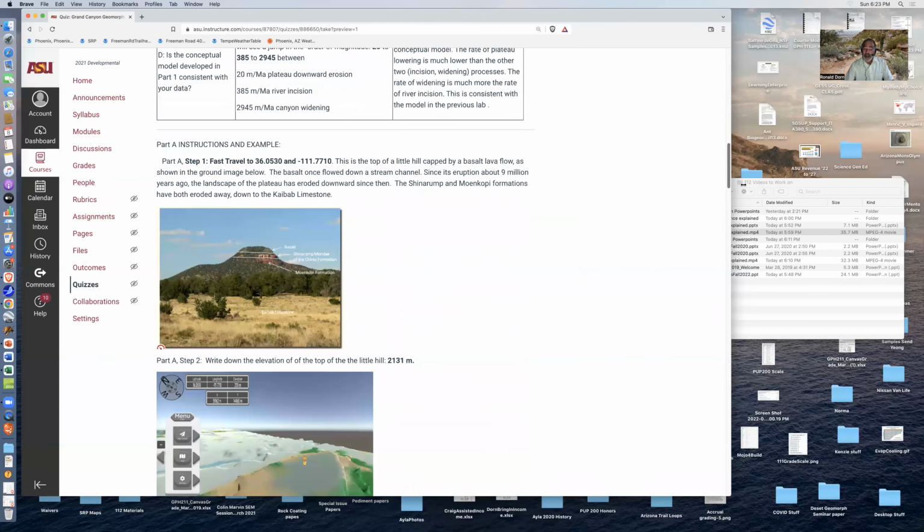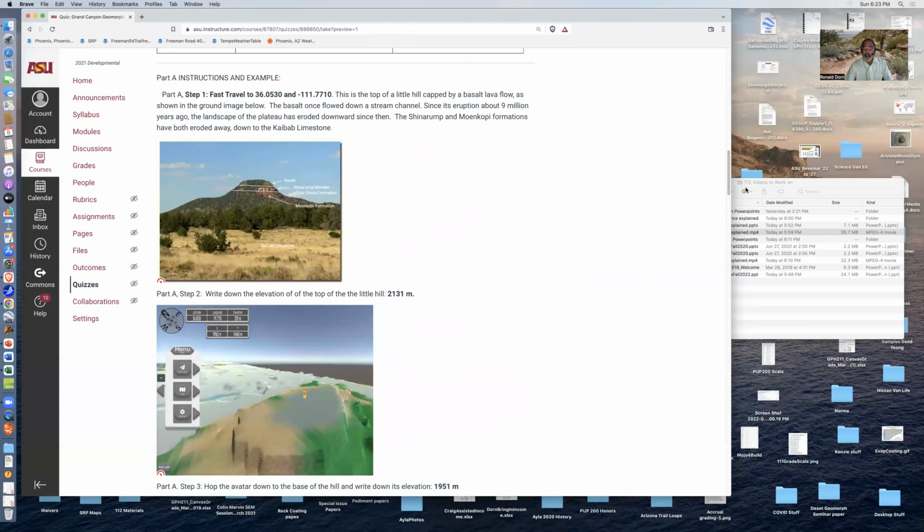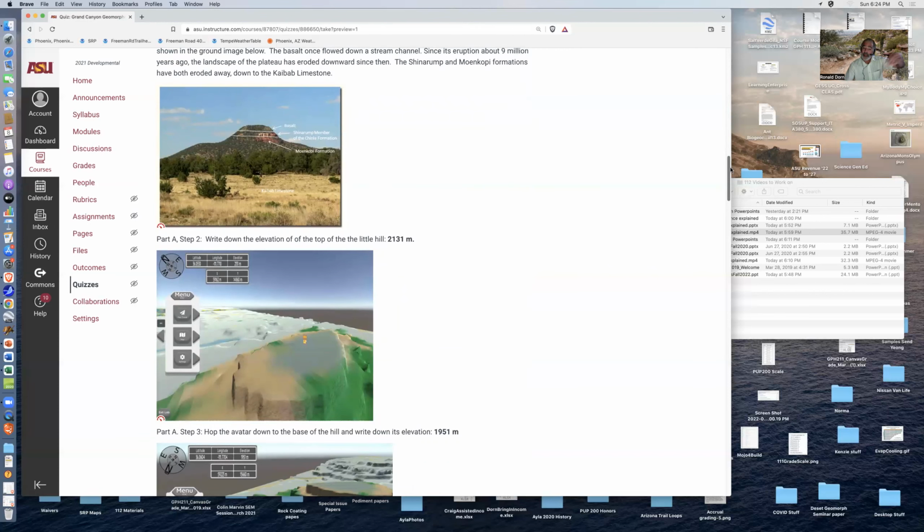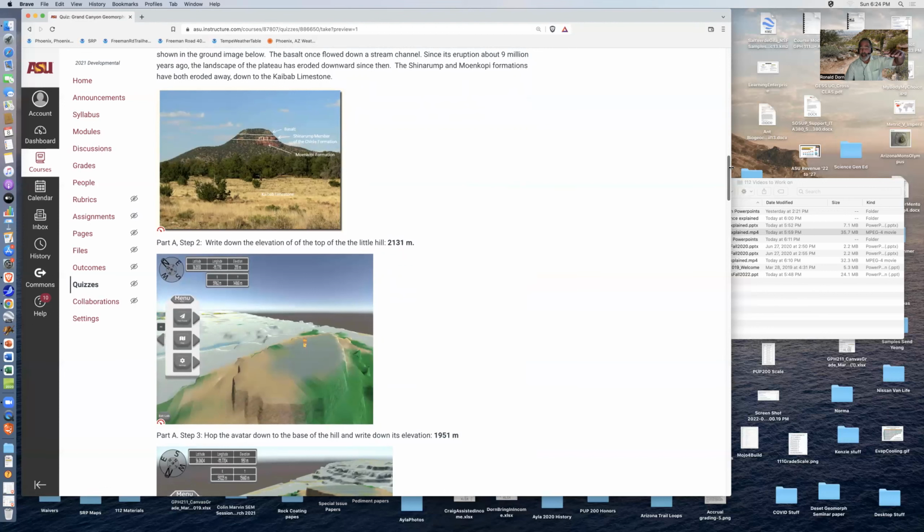So in the first part, you're instructed in this example to go to a lava flow on the south rim of the Grand Canyon that's covering what's called the Shinarump and the Moenkopi formations. And these rest on the Kaibab. This is a unique chance where a lava flow has frozen the landscape. And we know the age of the lava flow is 9 million years.